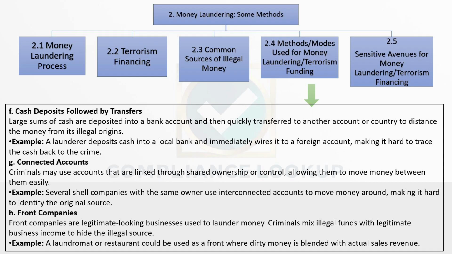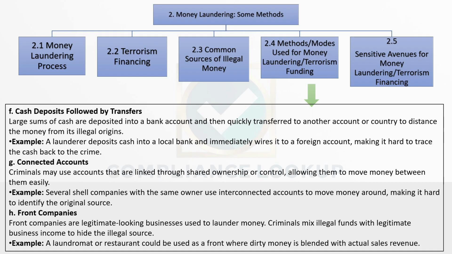Example, a criminal sets up multiple shell companies, all owned by the same person or group. They then move money between these interconnected accounts, creating a confusing network of transactions. This method makes it difficult for investigators to pinpoint the original source of the illegal funds, as the money seems to circulate through legitimate businesses.